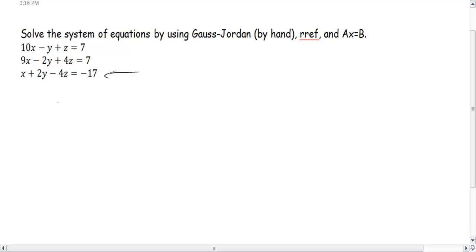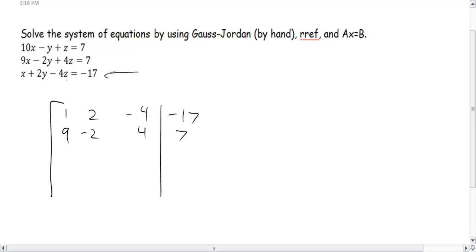So I'm going to just start by writing this equation in the top row. So it's going to be 1, 2, negative 4, negative 17. Then the other ones, it doesn't really matter. Because my brain works this way, I'm going to write row 2 in row 2, and then the top one I'll write in the bottom. So that'd be 10, negative 1, 1, 7.